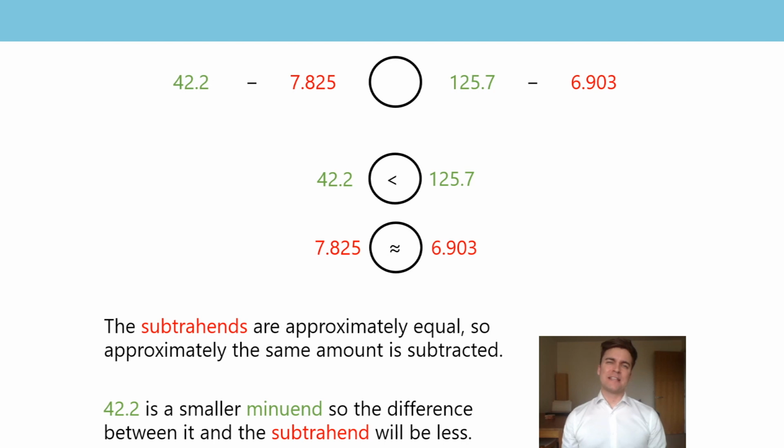I wonder if you could say that bottom sentence, but switch the minuend to 125.7. What else in the sentence would have to change that time? Give it a go. 125.7 is a bigger minuend, so the difference between it and the subtrahend will be greater. So with that in mind, I'm able to say that the left-hand expression is less than the right-hand expression.